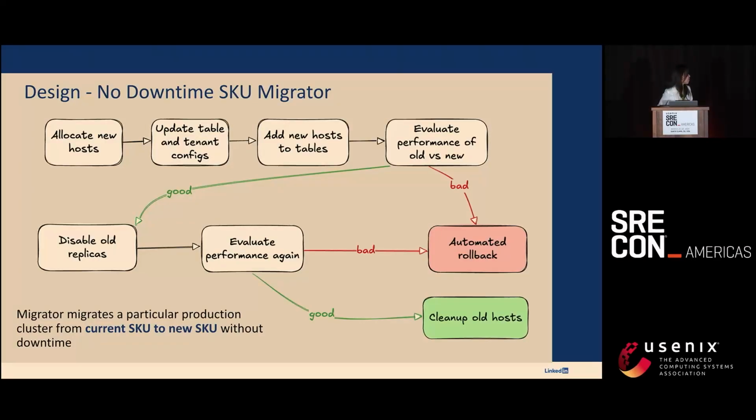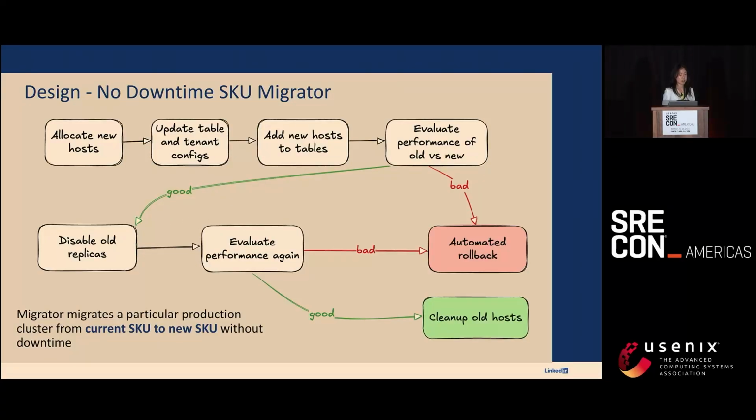The way we do this is we first allocate the new host on the target SKU, then we add the table and the tenant to the new SKU, and also tag the new host. At this point, the table will be running at double the capacity. At the routing layer, roughly 50% of the traffic will go to the old SKU, and the other 50% will go to the new SKU. Then we go into a round of evaluation. We look at the query performance, the P95, and other metrics such as memory usage and CPU utilization, just to see if everything looks good. If everything looks within expectation, then we go into the disable old replica stage.